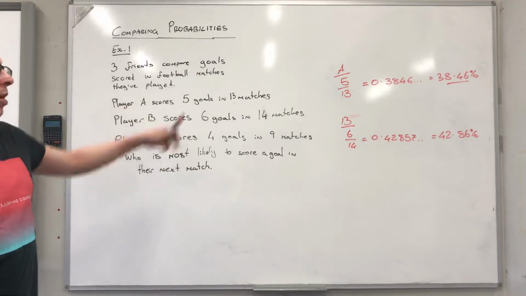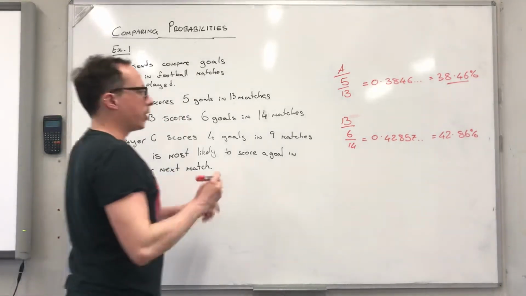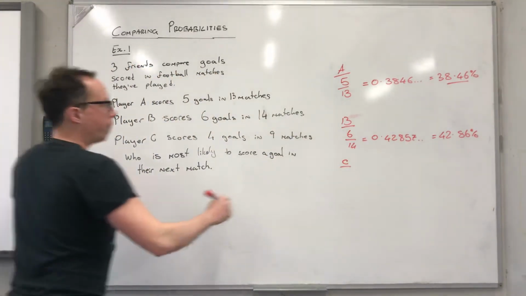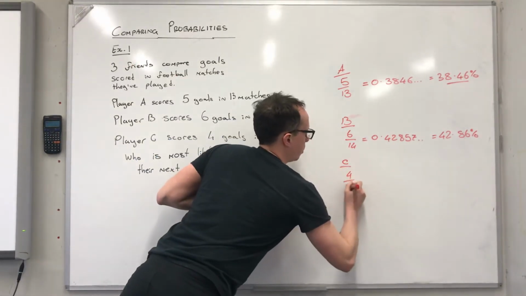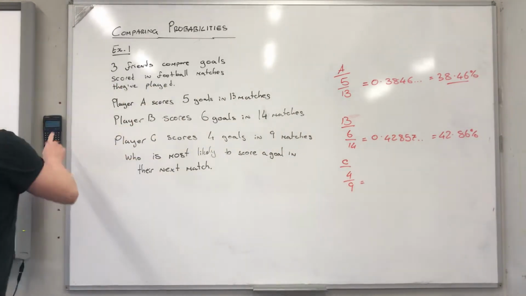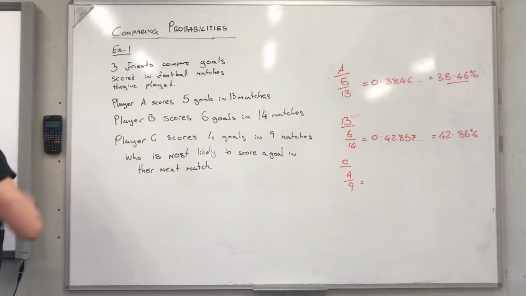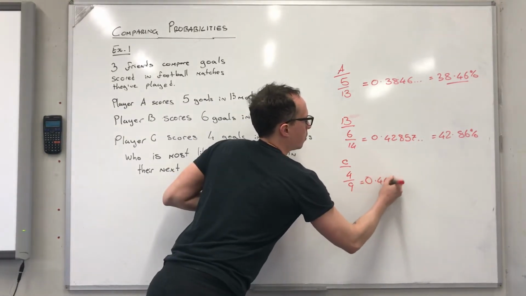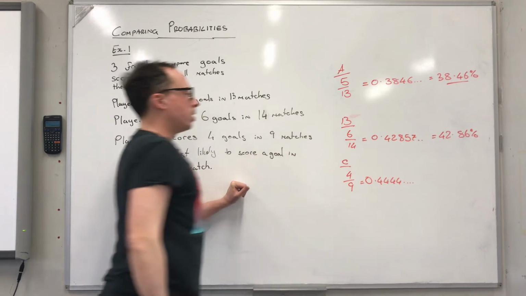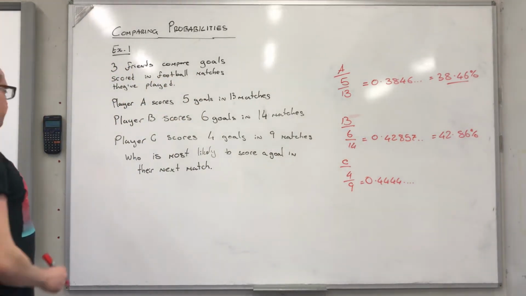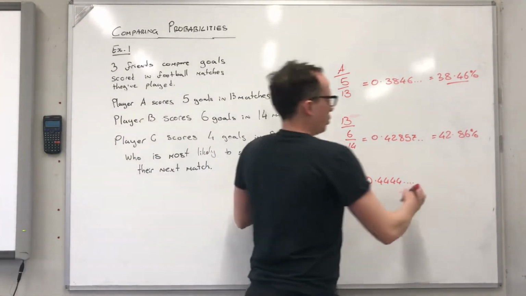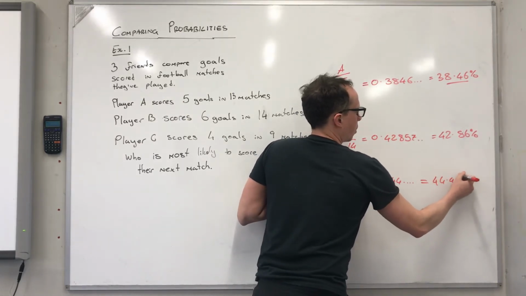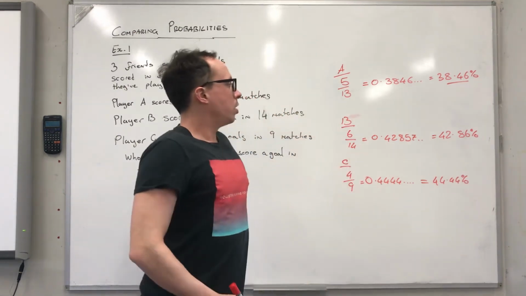So yes, he's more likely to score a goal than player A, but let's just check player C, who has got 4 out of 9. So we change that into a decimal. So we get 0.4444 and it goes on forever, which then, if we change that into a percentage, we times it by 100 and we get 44.44%.